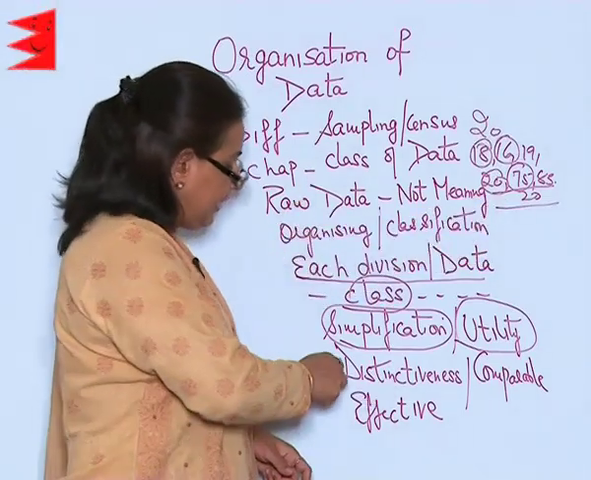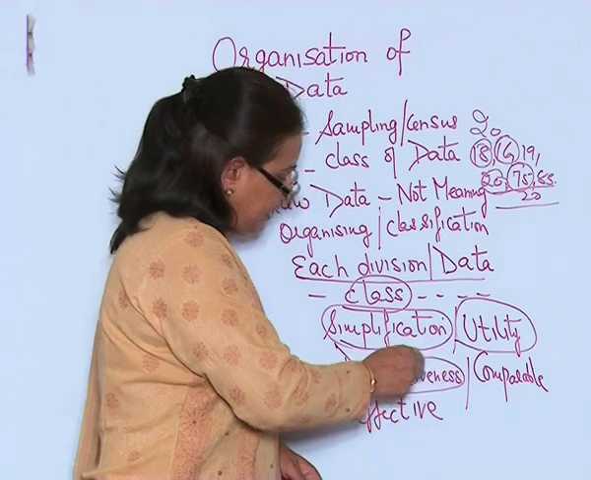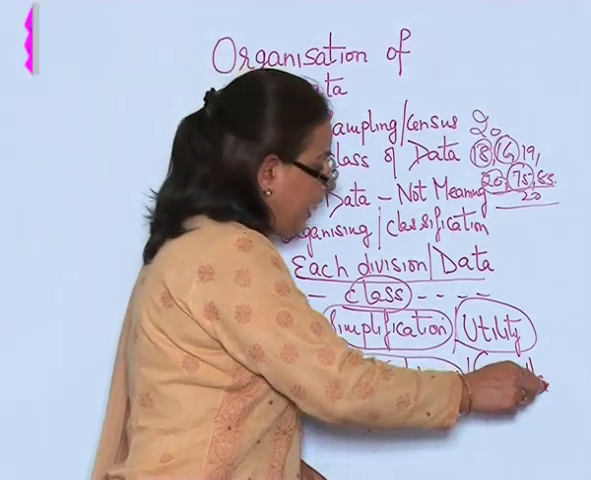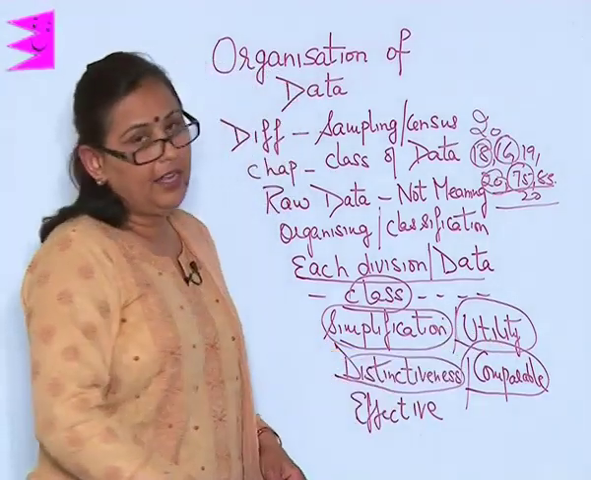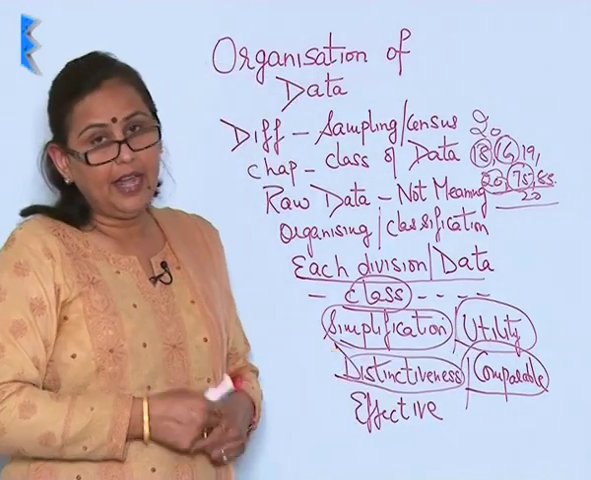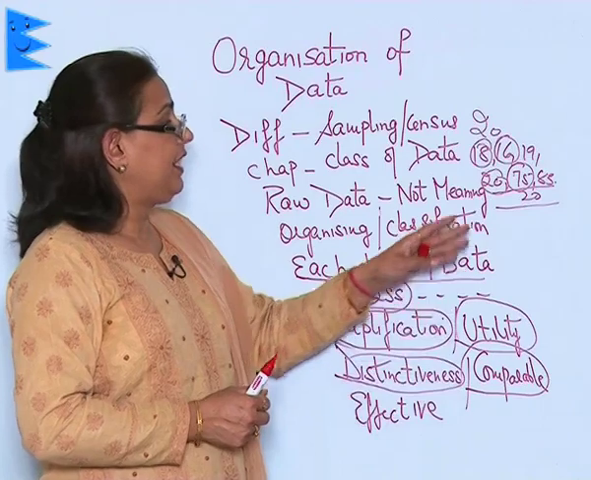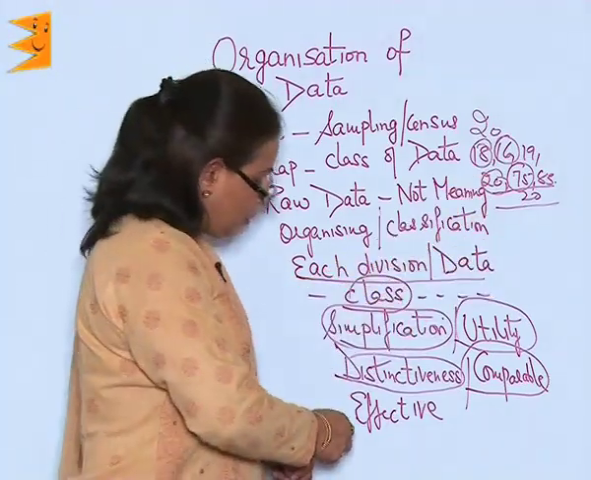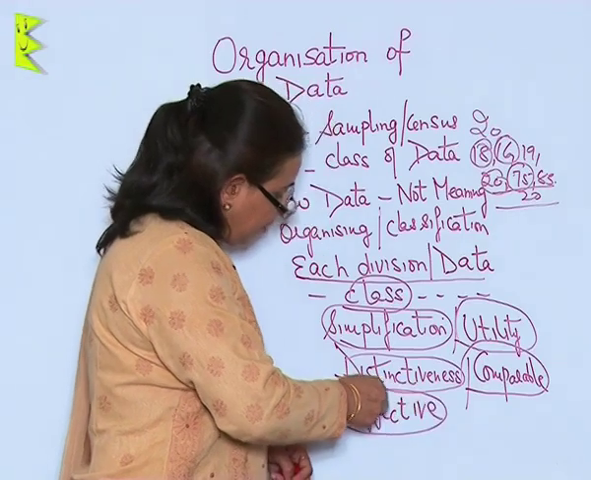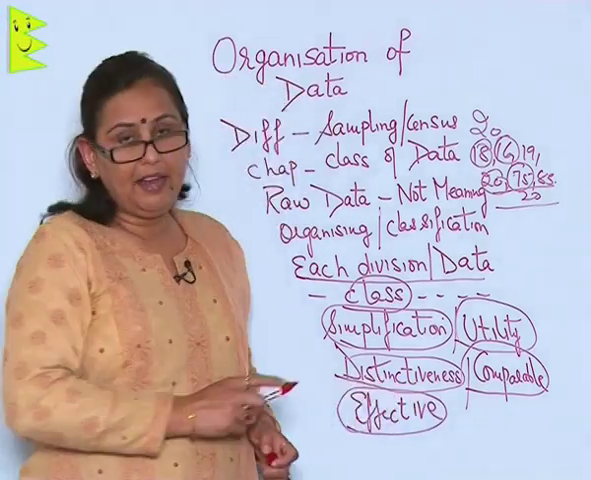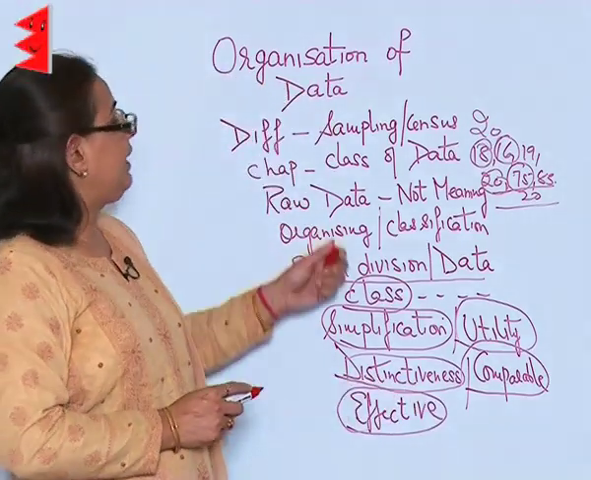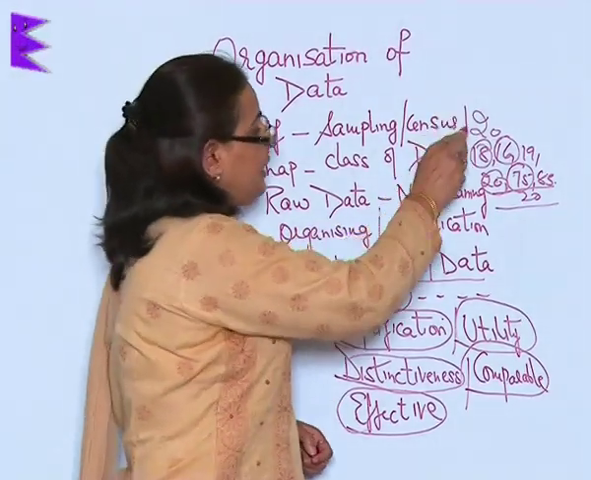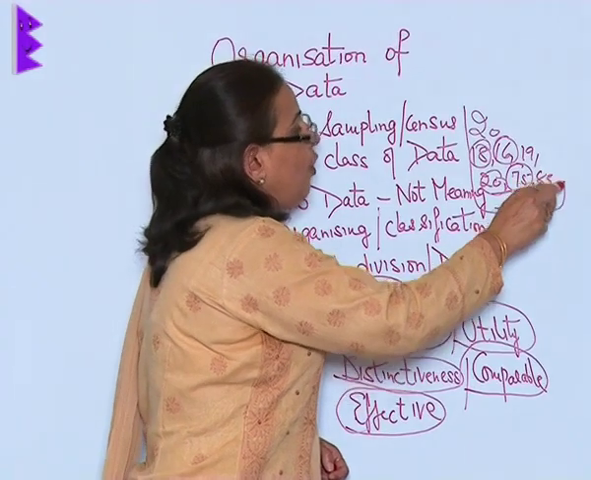It also gives it the shape of distinctiveness and it is very easy for a person to compare the data with other data, or within the data the figures, if it is presented in a classified manner. The data also becomes very effective because the information can be derived instantly and that is why the classification of data is required. Now, this what you are seeing is the raw data.